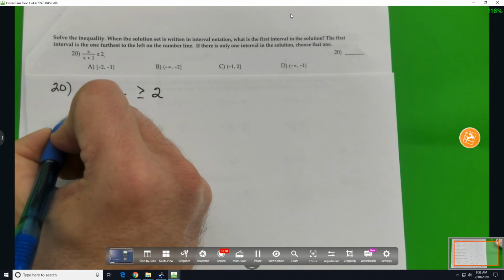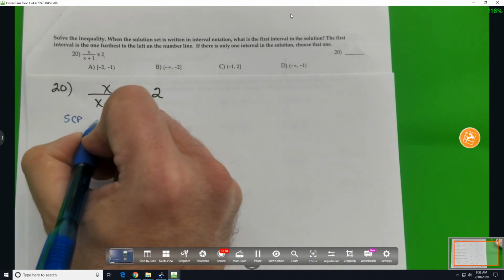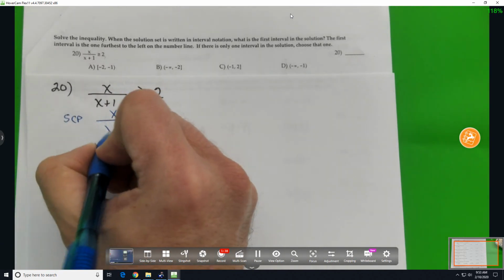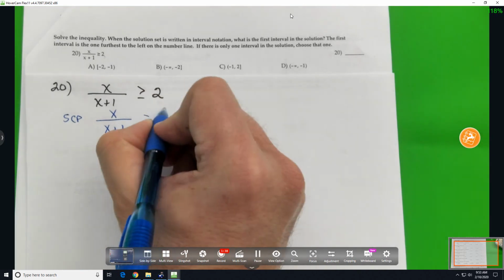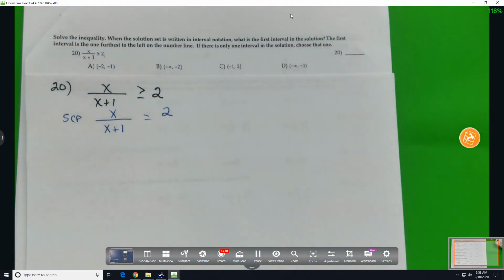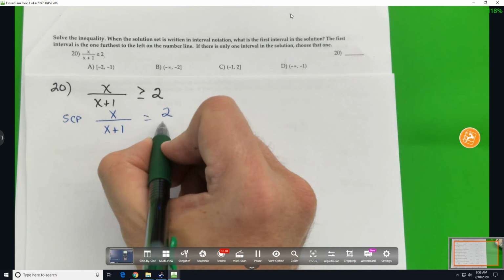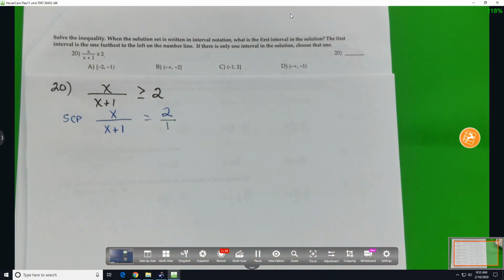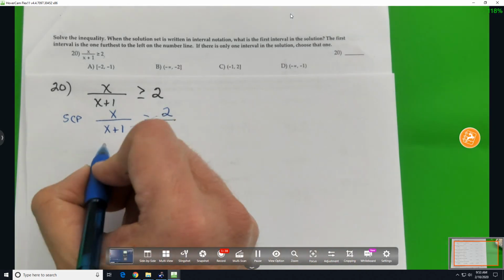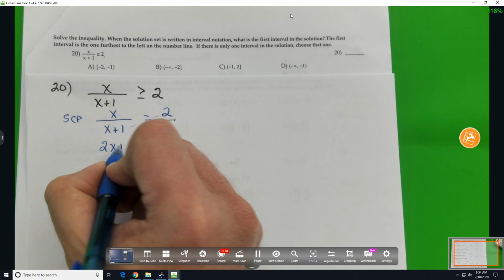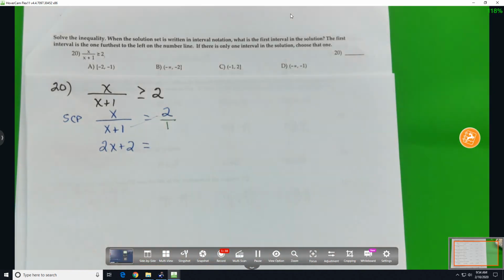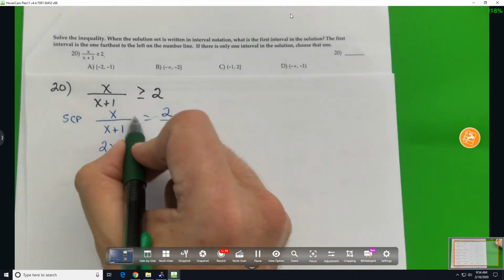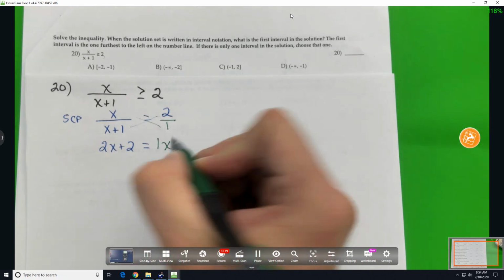So I find my solution cut point by writing an equal sign. And I'm going to write that 2 as 2 over 1, hinting that I'm about to do what? Cross multiply. So we'd have a, what is that, a 2x plus 2 equals 1x.